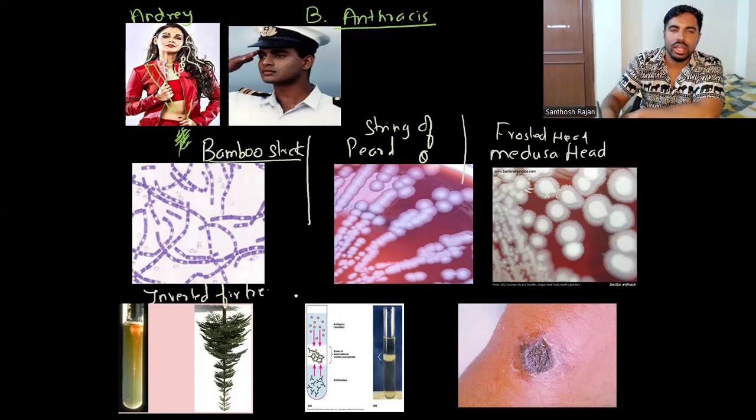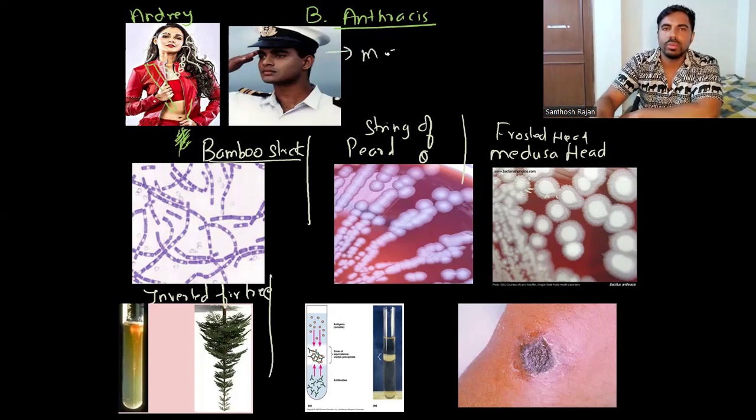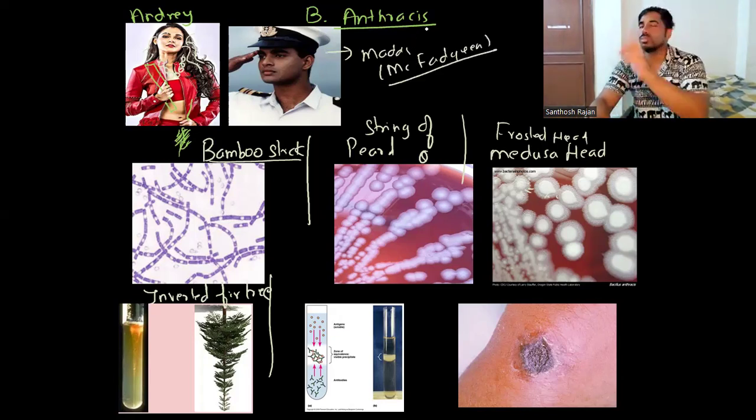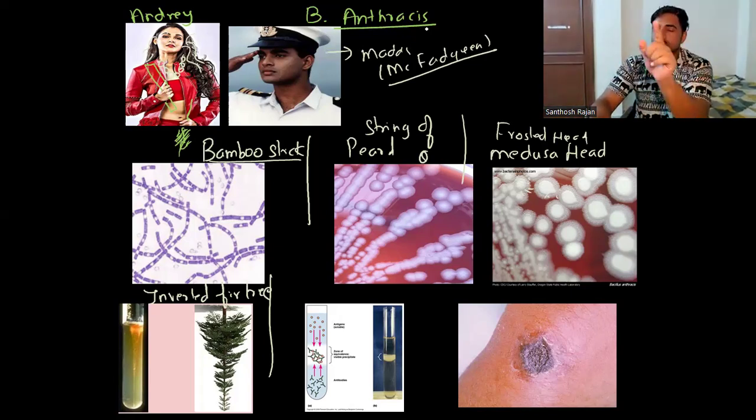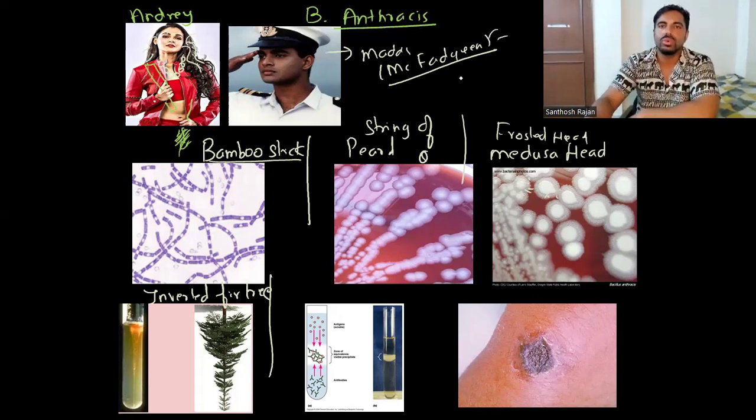Inverted fir tree. And then this, I would say, Maddie. I say Maddie here because it's a reaction called McFadden's reaction. McFadden's reaction is only for anthrax, because the capsule of anthrax is a polypeptide, only amino acids. The rest, all other bacteria, are polysaccharide. So McFadden reaction is positive for that.